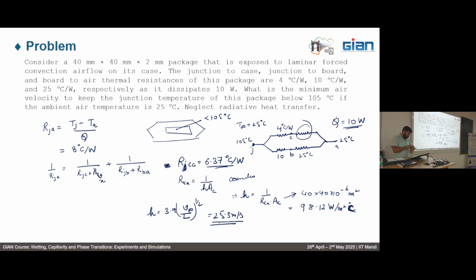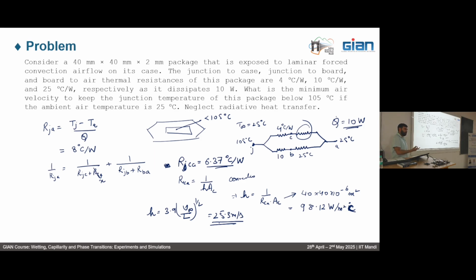Do you see something off here? As an engineer, very high velocity. This will throw away your package, right? Even if it's embedded on the board, it will be damaged. So it means that sometimes even forced air convection is not enough, and we need to go for liquid cooling.